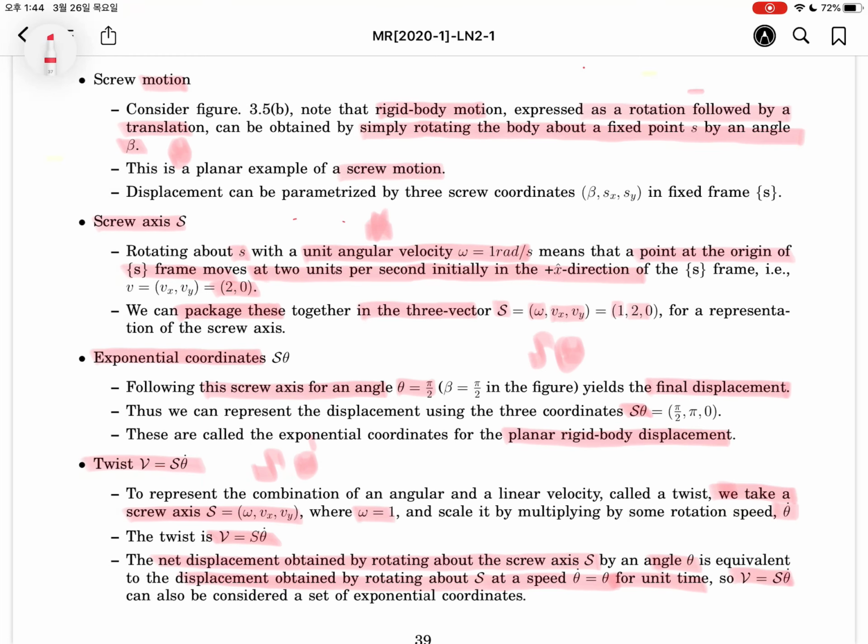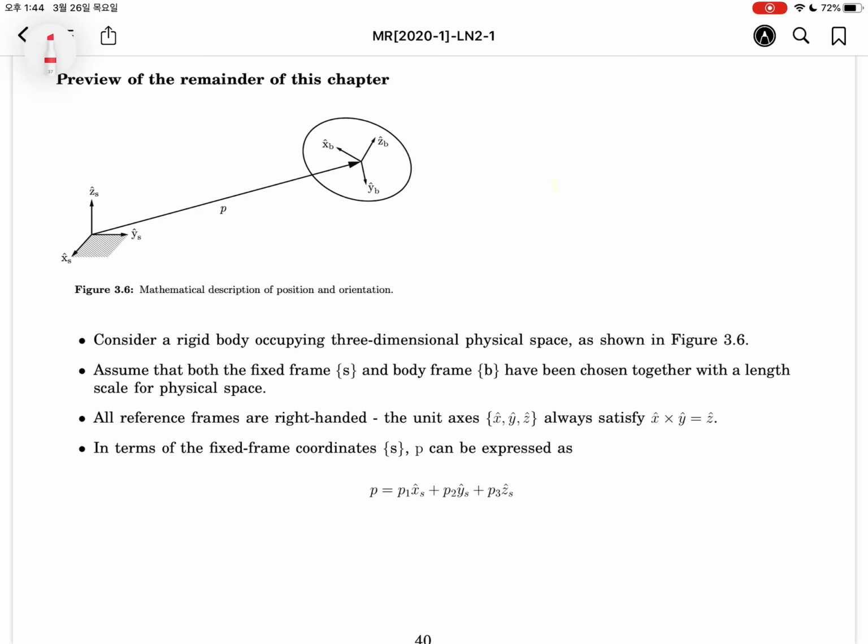Okay, as a preview of the remainder of this chapter, we will extend the planar movement into the 3-dimensional case. According to the right-hand rule, the z coordinate will appear satisfying x times y as z. If we use x times y as minus z, at that time we are using the left-hand rule. But we will keep the right-hand rule, so by making a curling motion from x to y using the right hand, the thumb direction will be z.